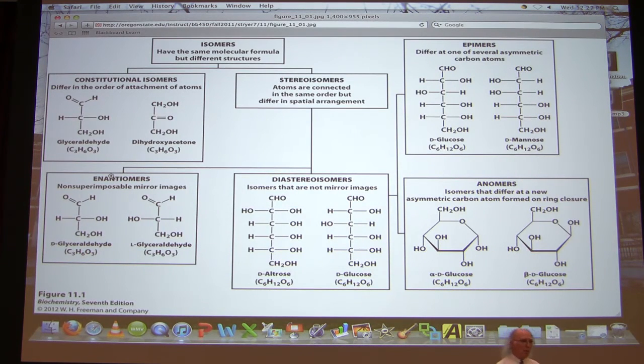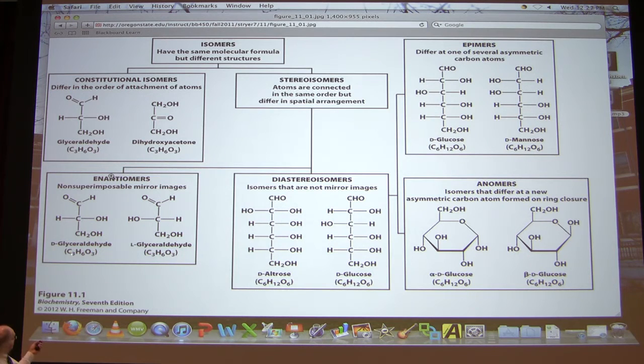Now, when we look at the different structures of carbohydrates, we see that there are a variety of names that can be used to describe these. Let's start down here. This shows those two aldoses that I showed you before. One is known as D-glyceraldehyde. The other is known as L-glyceraldehyde.